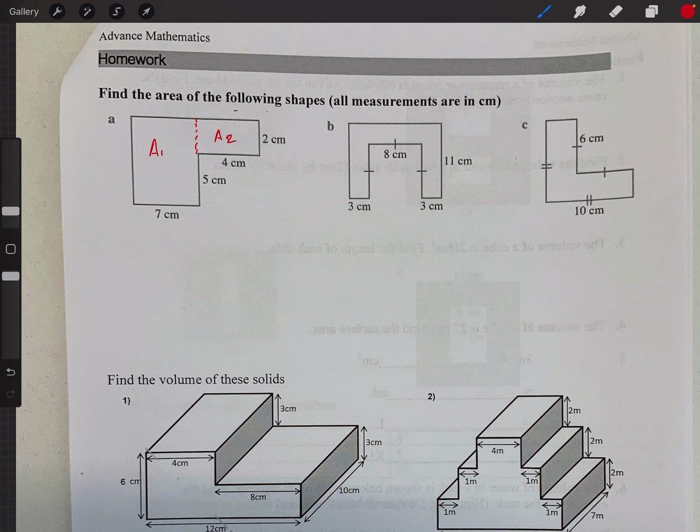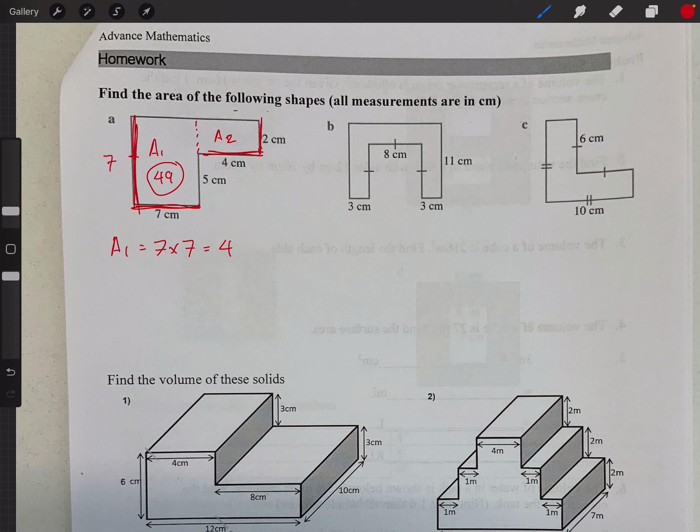Area 1, Area 2. So area 1 is going to equal 7 times this length. So the width times length. Now the length is made up of this 5 here and this 2. 5 plus 2 is 7. So the length must be 7. So that means 7 times 7, that is equal to 49. So A1 is 49. So this here is 49, I'll circle that.